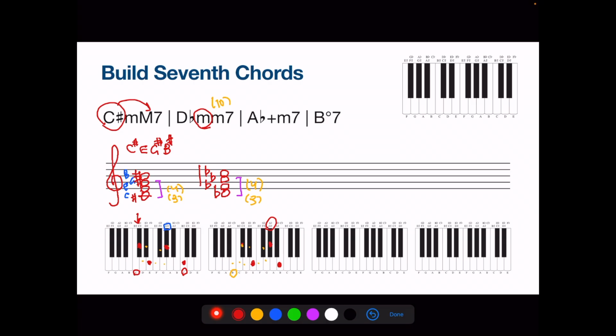Right? So here we have a D flat, F flat, A flat, and C flat. And that is a D flat minor minor 7 chord. All right, moving on. This time we have A flat augmented minor 7.